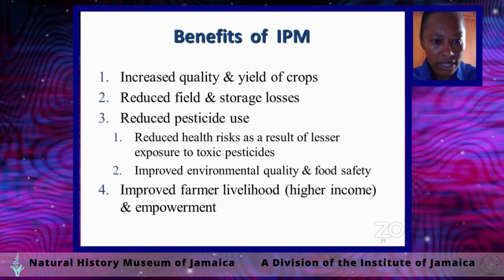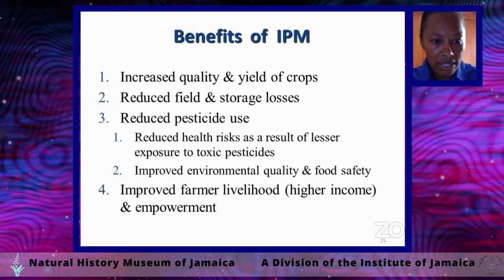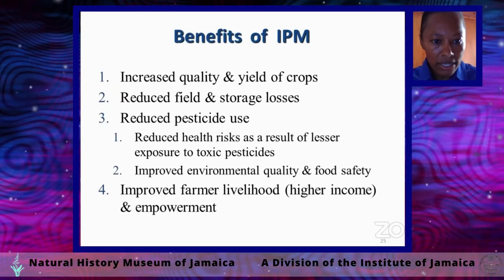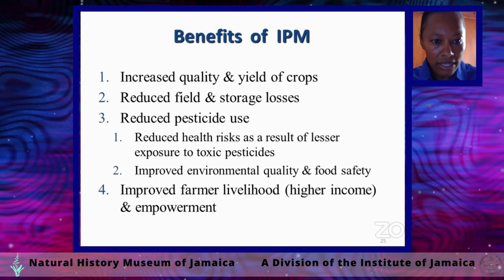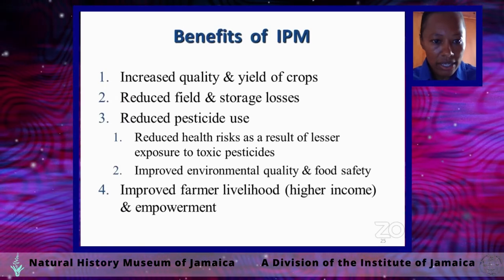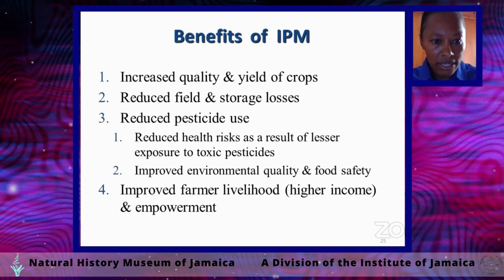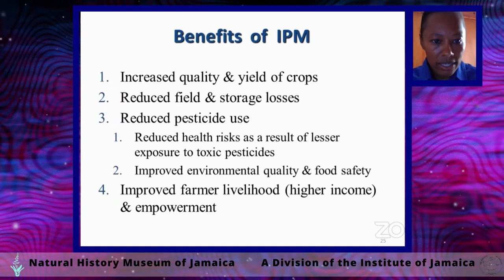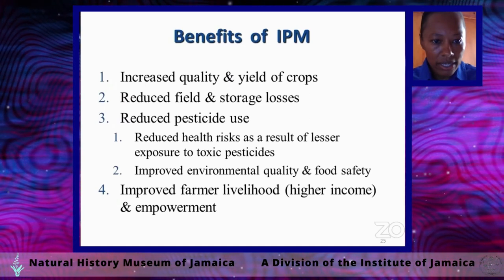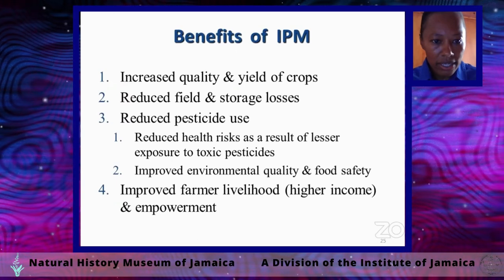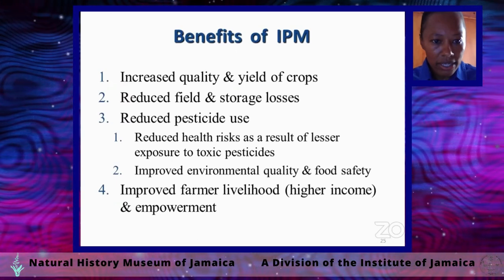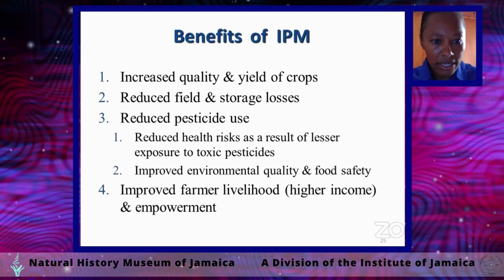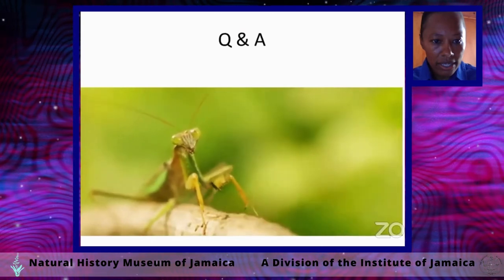Of course, you increase your quality and yield of crops. You reduce your field and your storage losses. You reduce your pesticide use. And as a result of this reduction in pesticide use, you reduce the health risk and, of course, improve the environmental quality and the safety of food. The farmer gets to have more money in his pocket. And of course he is empowered and has the knowledge of how to properly manage his crops. All right, so I think we are right where we want to be.